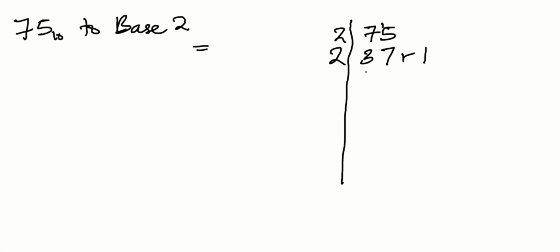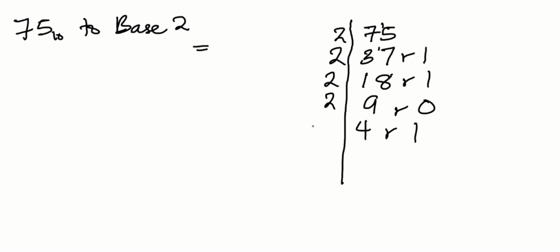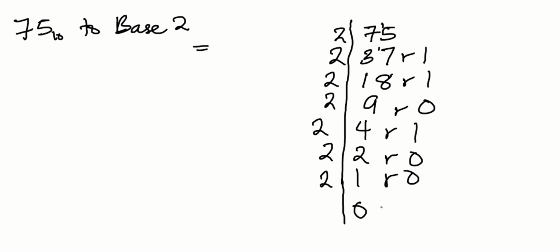We continue. 3 divided by 2 is 1 remainder 1. 17 divided by 2 is 8 remainder 1. 18 divided by 2 is 9 remainder 0, nothing left. 9 divided by 2 is 4 remainder 1. 4 divided by 2 is 2 remainder 0. 2 into 2 is 1 remainder 0. And then 2 into 1, it can't go, so you just write 0 remainder 1.